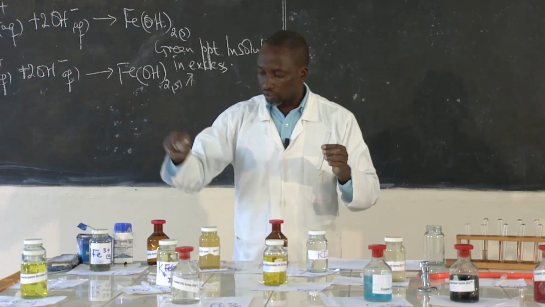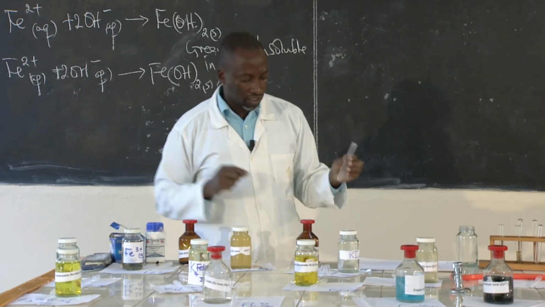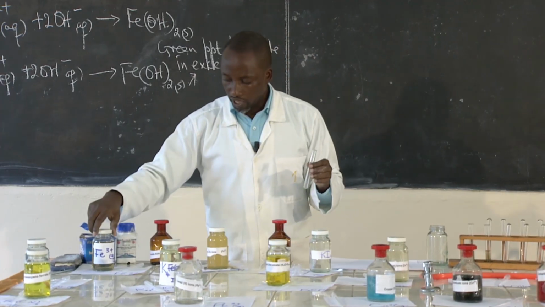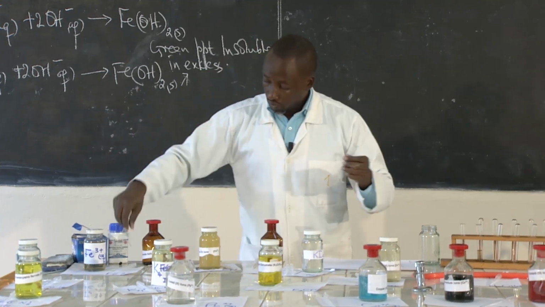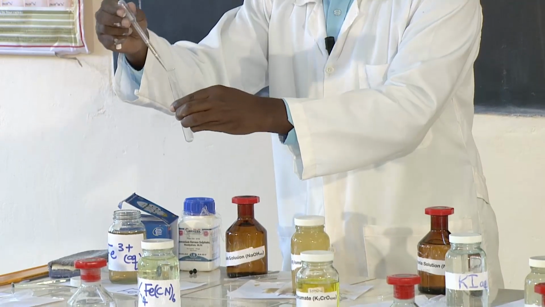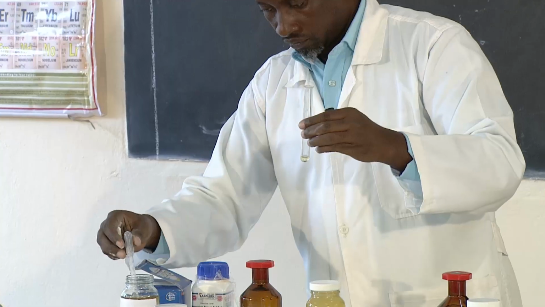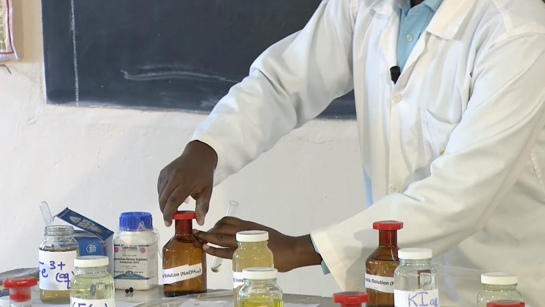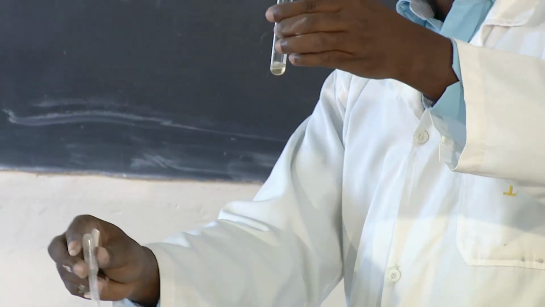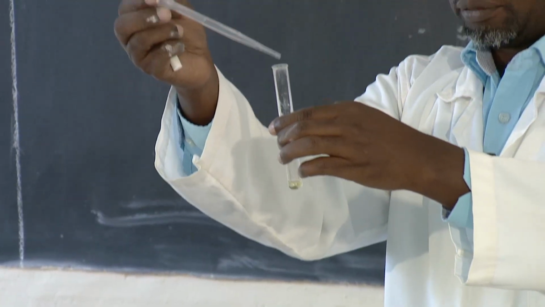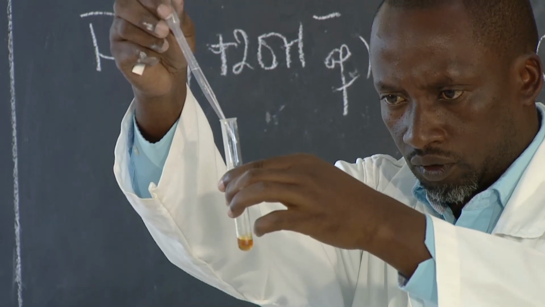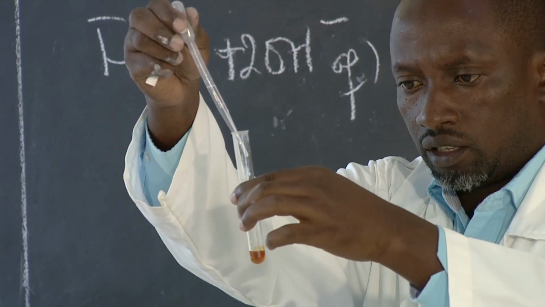So we do the same with iron 3. So this was iron 2, then we'll see the difference. This is iron 3. So just take a few drops of iron 3, two or 3 cubic centimeters. Then we can also look at sodium hydroxide. We'll also add a few drops. Wonderful. So you see, this is iron 3.